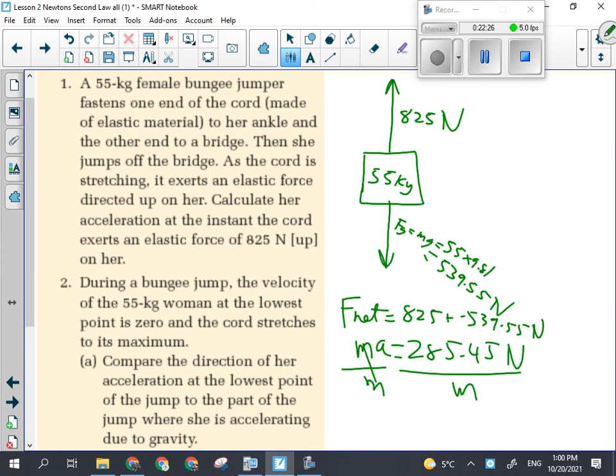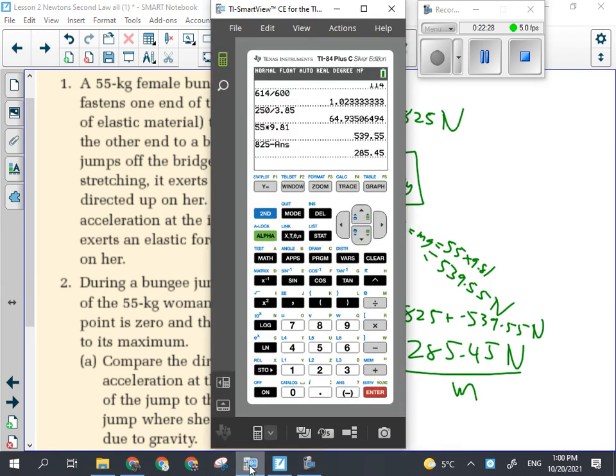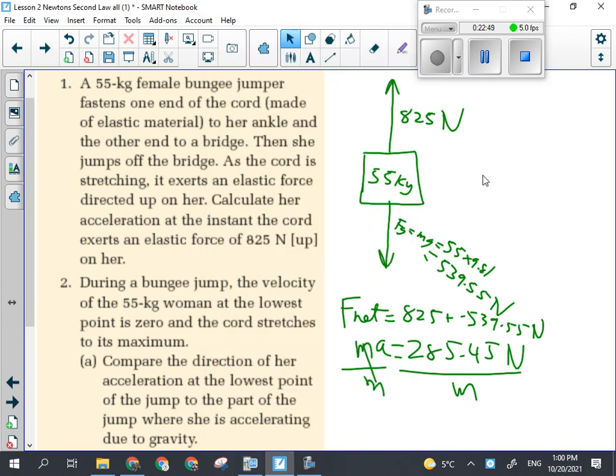So that's 285.45 divided by 55, which is 5.19 meters per second squared up. Yeah, okay. Gotta make sure we put a vector on that. Okay, so 5.2. I think we only have two significant figures there. So 5.2 meters per second squared up. Everybody okay with that one?